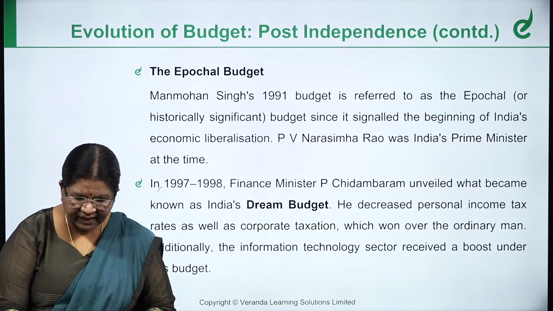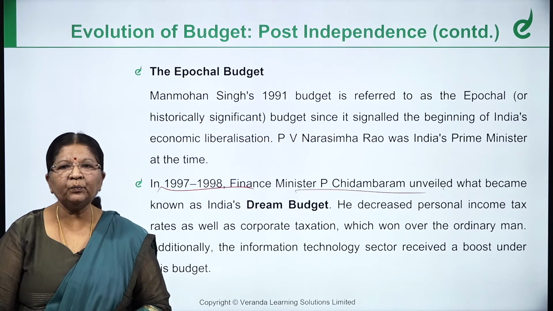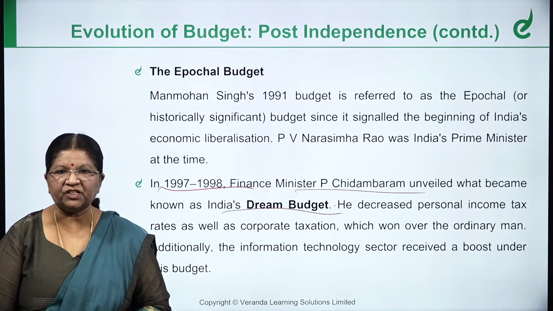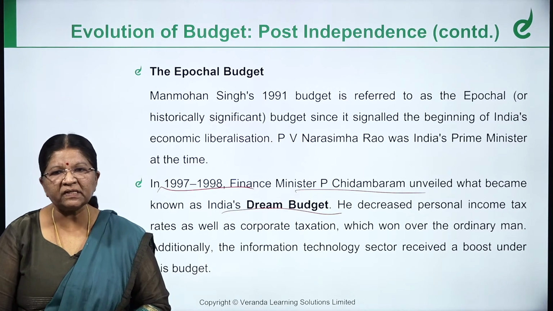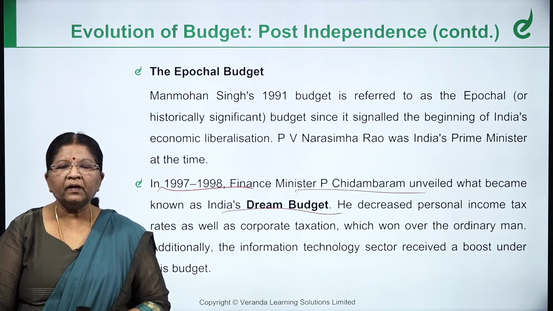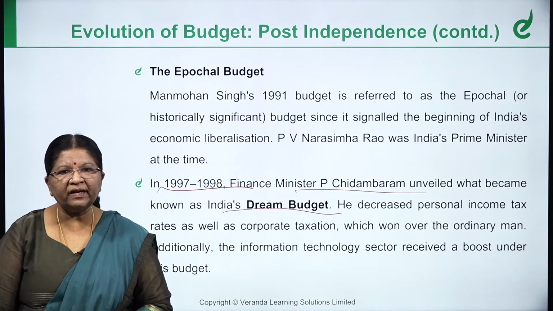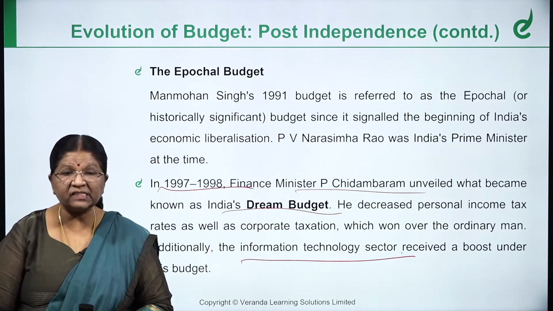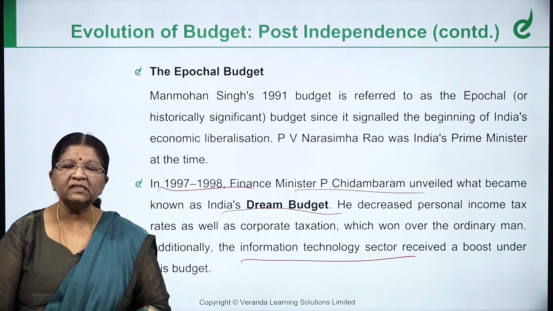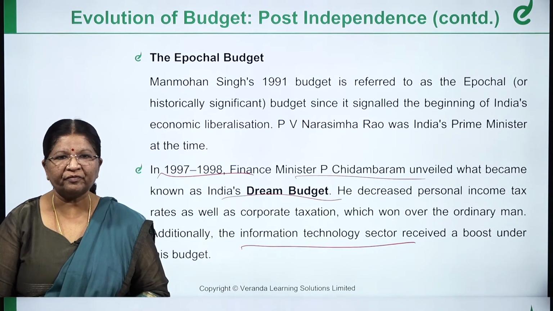And in the year 1997-98, Finance Minister P. Chidambaram unveiled what became known as India's Dream Budget. He decreased personal income tax rates as well as corporate taxation. This won over the ordinary man, and additionally, the information technology sector received a boost under this budget. Hence, this budget has been termed as the Dream Budget of India.